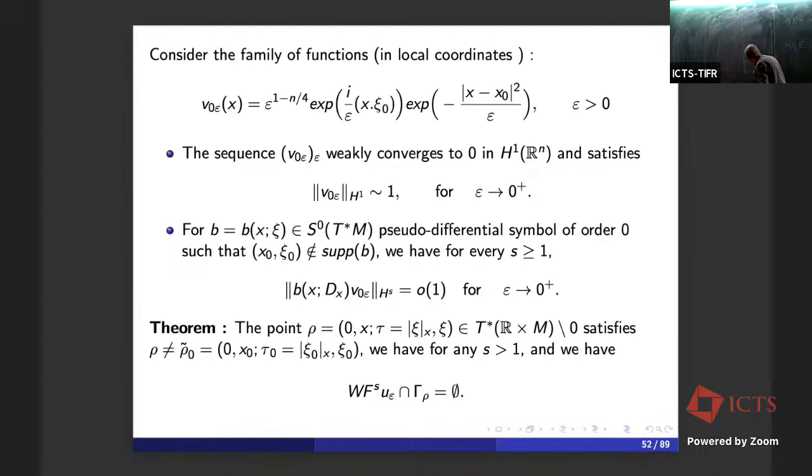So this point is somewhere here with its component in the cotangent space. (x0, xi0) is a bad point from which starts a bad bicharacteristic. The characteristic starting from here looks like this. It doesn't enter here. We know this. This is our hypothesis.